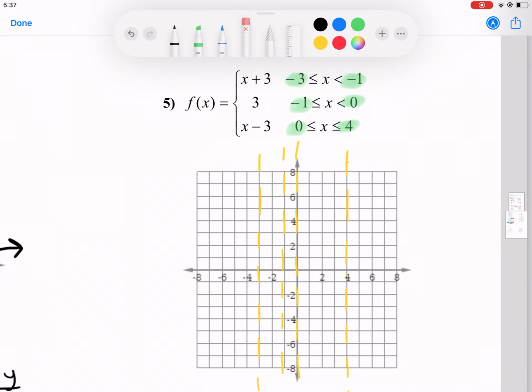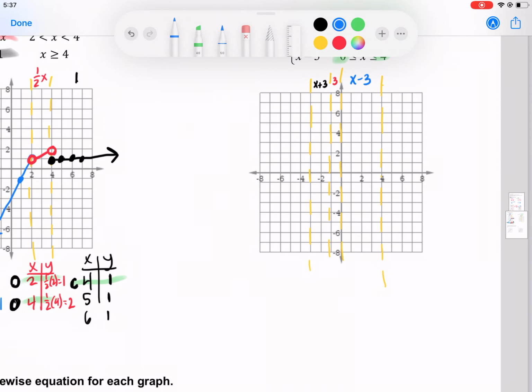So we've got x plus 3. That one says it's between -3 and -1. So that's this section right here. So this is the x plus 3. Then it says that 3 is between -1 and 0. That's this little section right here. And then x minus 3 is between 0 and 4. That's this other one right here. It's kind of gross because they're so tight.